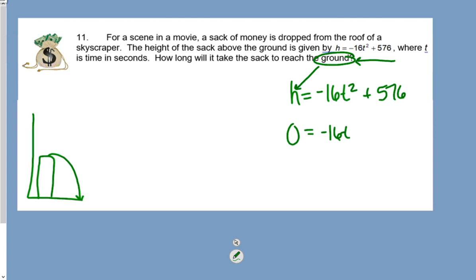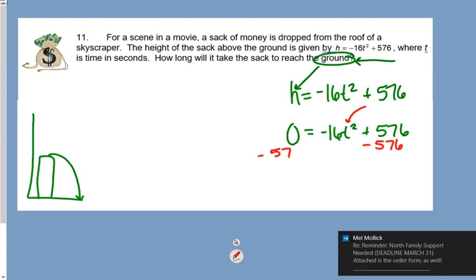So here is my equation that I'm trying to solve. Because I only have this one variable, I can just work backwards. If I had an extra t in there somewhere, I would have to graph it or I'd have to factor it. But because I just have one, I can actually just work backwards. So I'm going to subtract 576 from both sides.